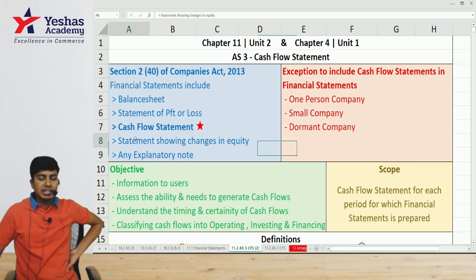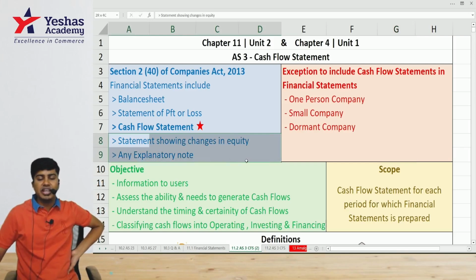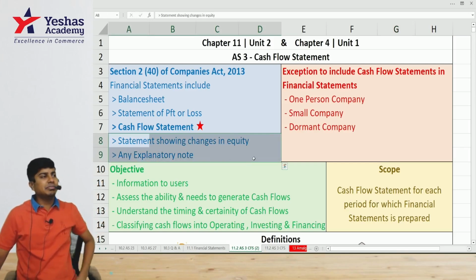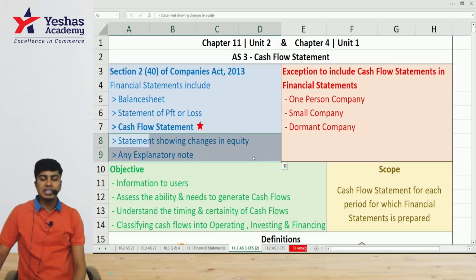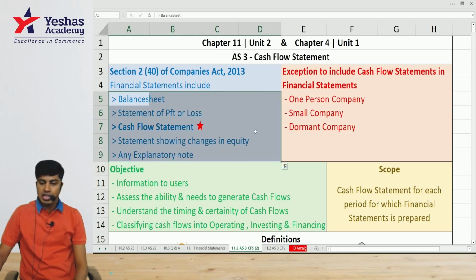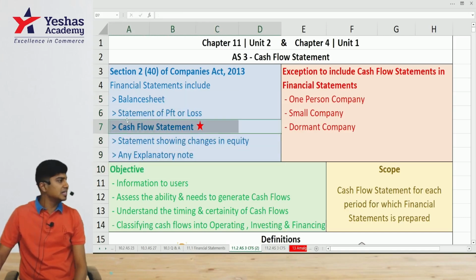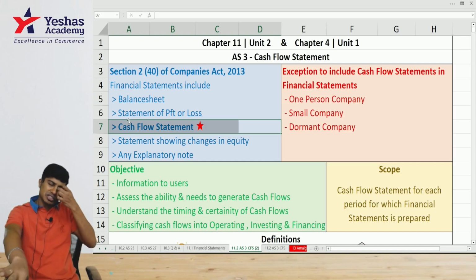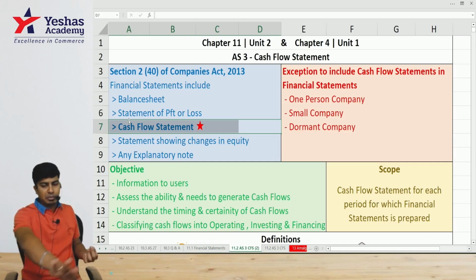Other than that, there are a couple of other things included in the financial statement definition. One is the statement showing changes in equity, and the other one is any other explanatory note that is prepared. All of this together is called financial statements. This alone is our discussion right now in this chapter. Let's keep this standard aside for some time, AS-3 aside and chapter 11 unit 2 aside.